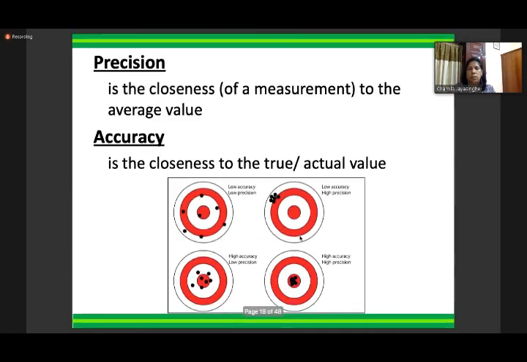Right. Now you see. So this one, it says low precision. Now what is going on? The precision is the closeness of the measurement to the average value. So where is the average value? In the middle, right? Middle is the average value. So here all the data are scattered. So the average value may be at the beginning. Low precision. So low precision means you can see all the data are scattered.